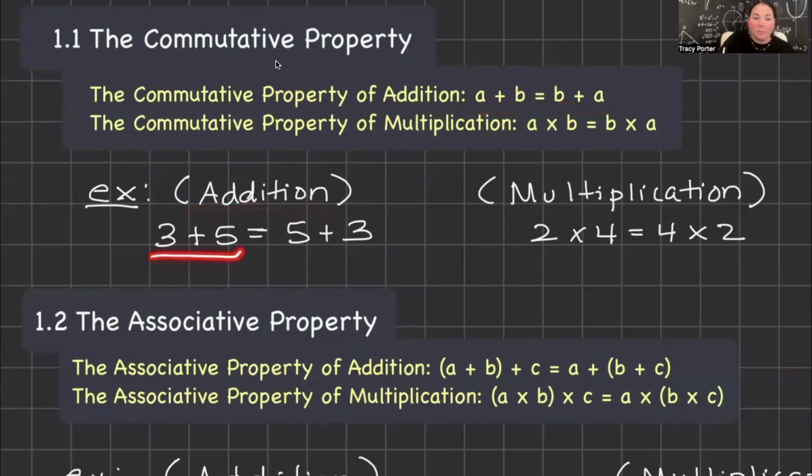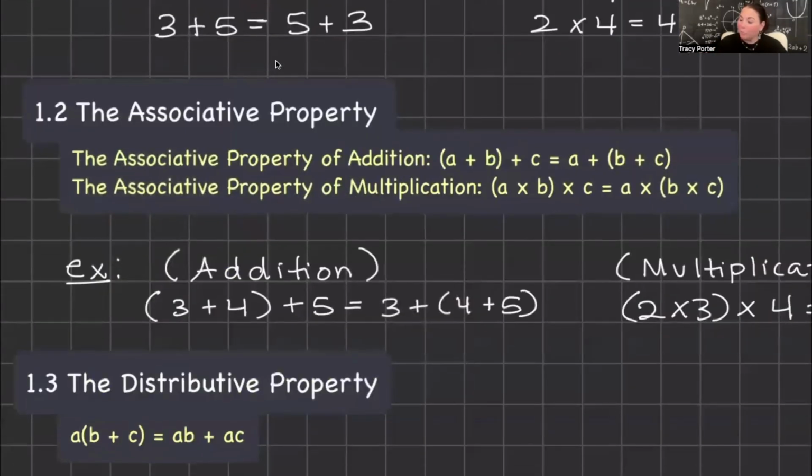But if we do a specific example, you can use 3 plus 5, and that's the same as 5 plus 3. Or for multiplication, we could say, for example, 2 times 4 is the same as 4 times 2. So these properties are only true for the addition and the multiplication operation.